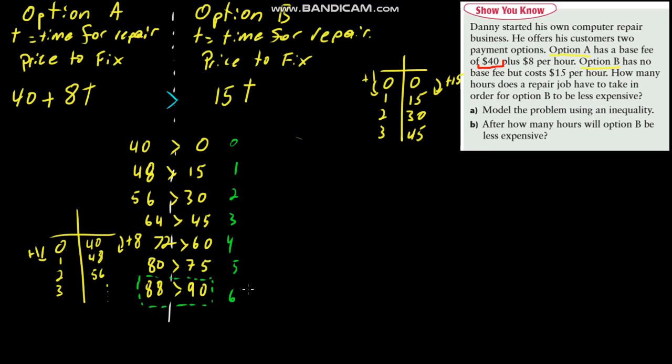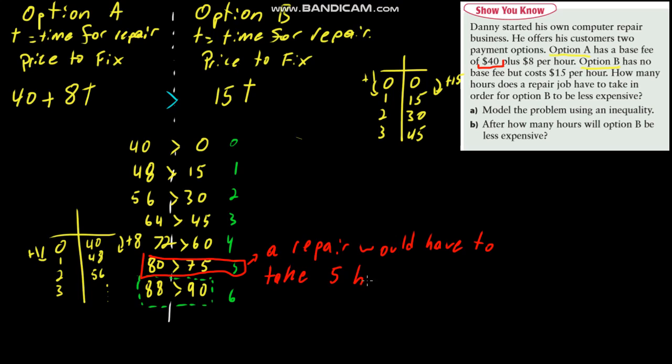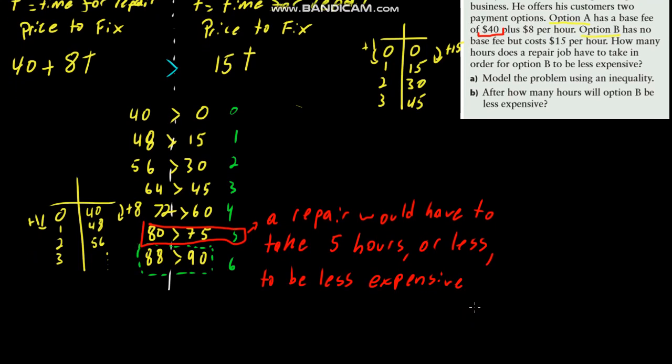So if we're only going to consider whole hours in this question, in which the question doesn't state that we have to do full hours, but let's go ahead and say that, how many hours does a repair job have to take in order for option B to be less expensive? Well, we would need to repair a computer for 5 hours or less for option A to be more expensive than option B, or rather saying option B is less expensive. A repair would have to take 5 hours or less to be less expensive if choosing option B.